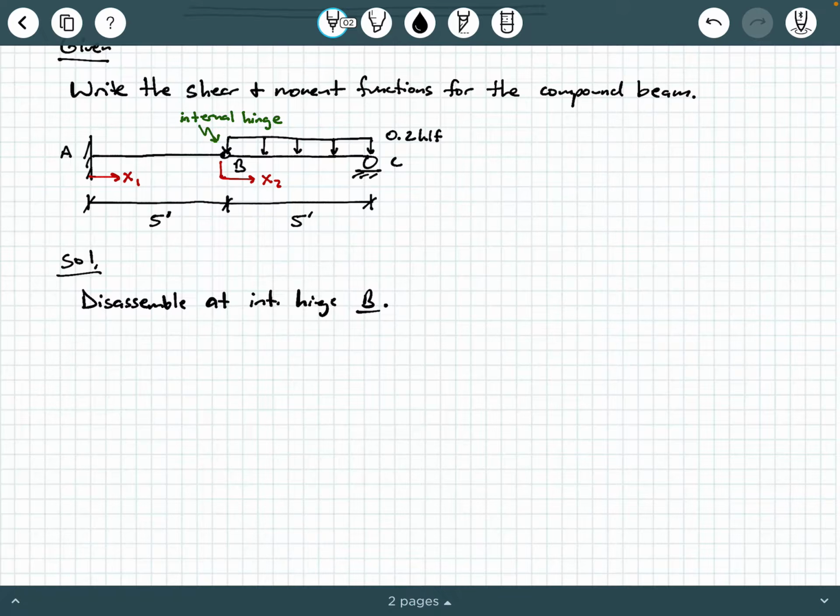Now the reason why we have to do that is if you're not careful, if you look at this entire system, you may think to yourself, oh, I have 3 external reactions at the fixed connection and I have 1 reaction at C. It looks like I have 4 external reactions, and you may think you're stuck, but you're not stuck because we have to disassemble at that internal hinge B. So I'm going to disassemble, and I'm going to draw a free body diagram of the disassembled system. So I have an AY, an AX, and I have an MA on the left span. That's 5 feet long.